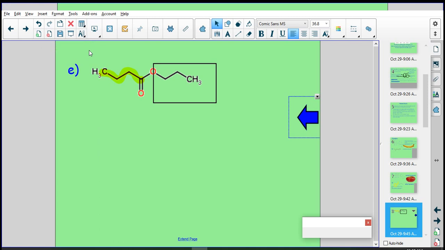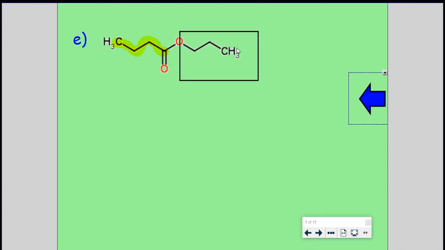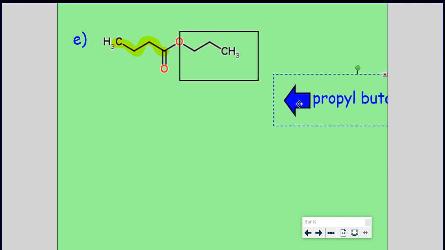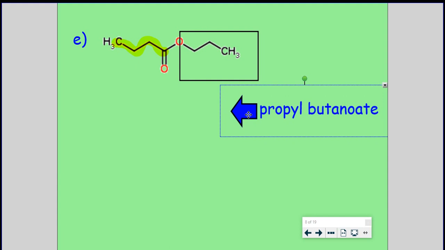Switching to full screen, we see that we have your alcohol component in this box here. It is 1, 2, 3 carbons long, and your carboxylic acid is 1, 2, 3, 4 carbons long. Let's do the alcohol first. 3 carbons long, propanol would change to propyl right there. And the carboxylic acid component is 1, 2, 3, 4 carbons long. It's no longer butanoic acid, it is butanoate. So propyl butanoate.